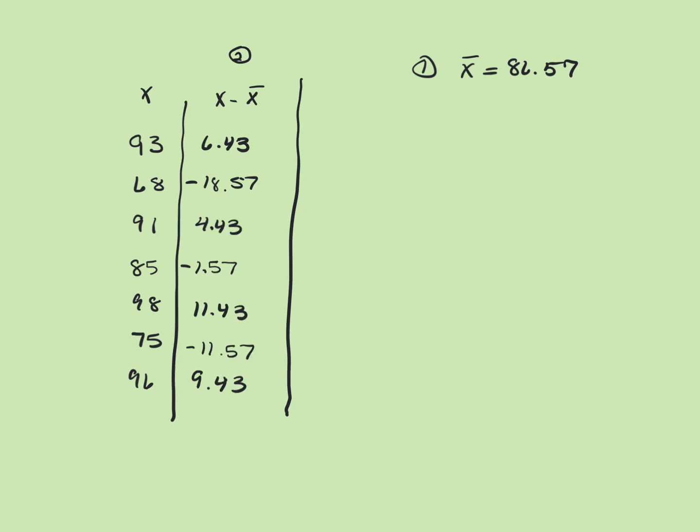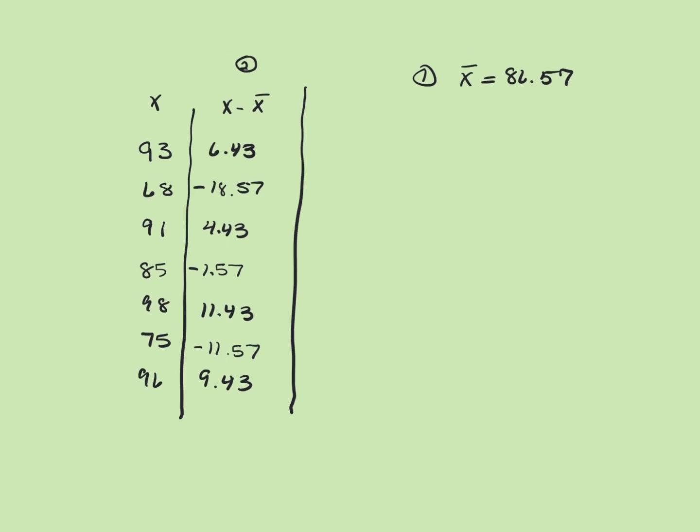Okay, so I went ahead and found each of those differences, and then remember, with standard deviation, what we want to do is square those differences, because if we were to add up our column number 2, we would end up getting a value of 0, which isn't going to be really helpful to tell us how far the values differ from the mean. So in step number 3, I'm going to take the differences that I just found and square them.